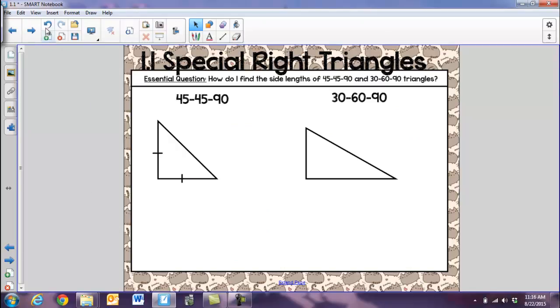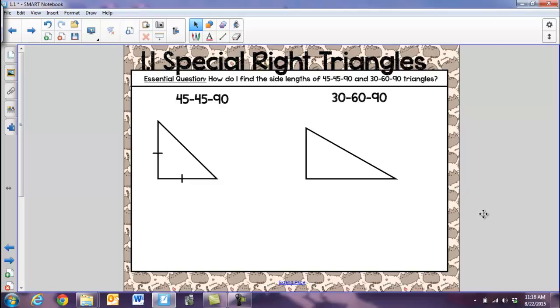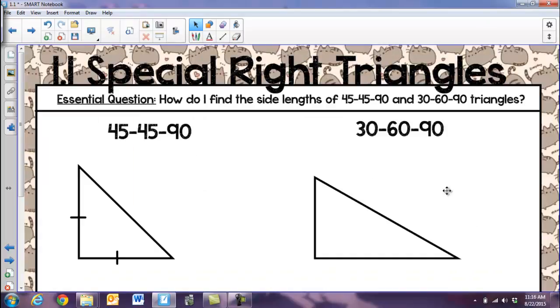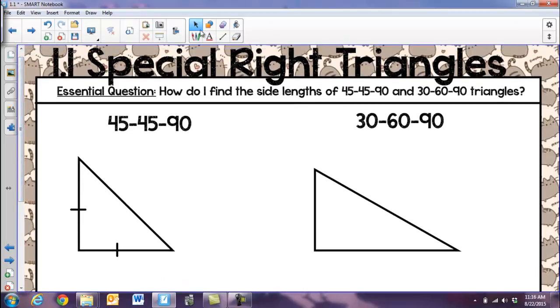So the first thing that we need to look at are those rules for those special right triangles. The first one we're going to look at is the 45, 45, 90 right triangle. And remember, that would also be called an isosceles right triangle. I hope I spelled that right. So when you have an isosceles triangle, you're going to have two sides that are the same. And then we know this is a right angle, FYI, and that means that these two angles are the same and they happen to be 45 degrees each.